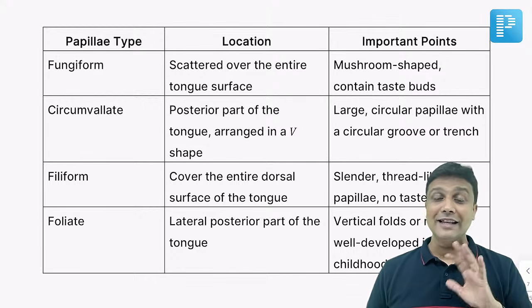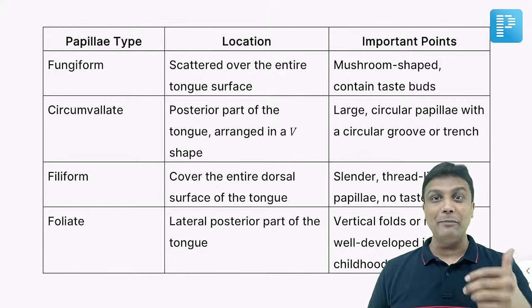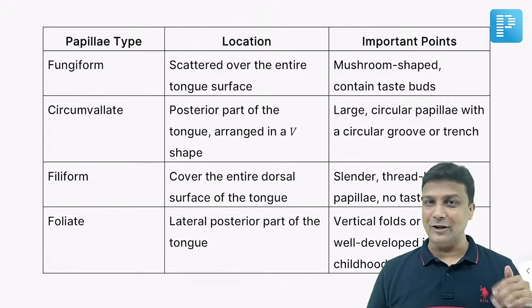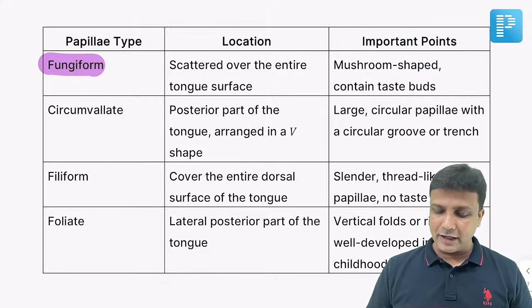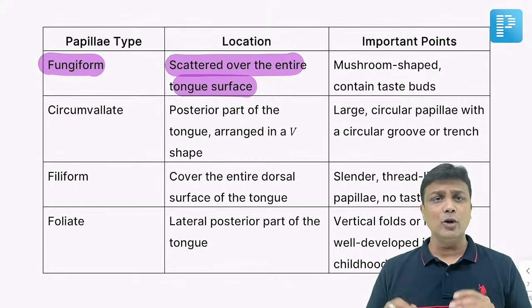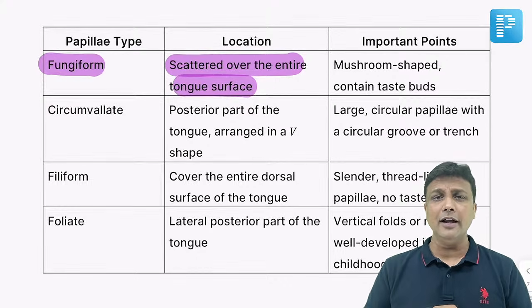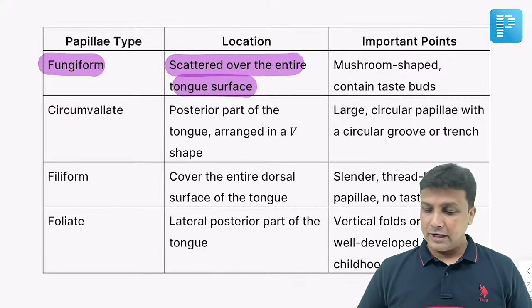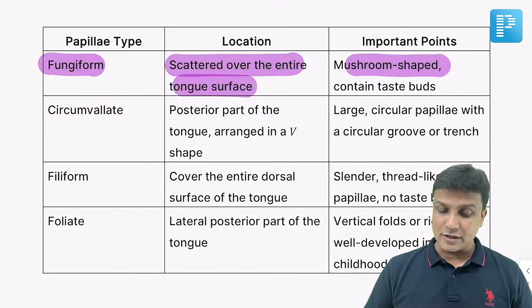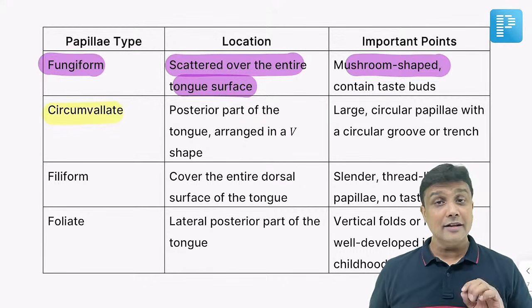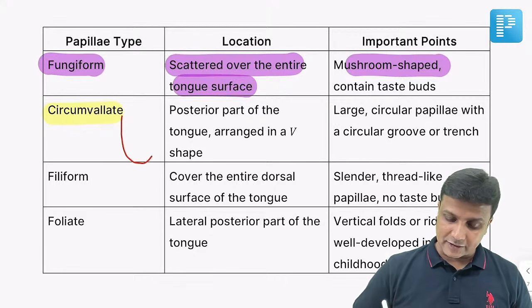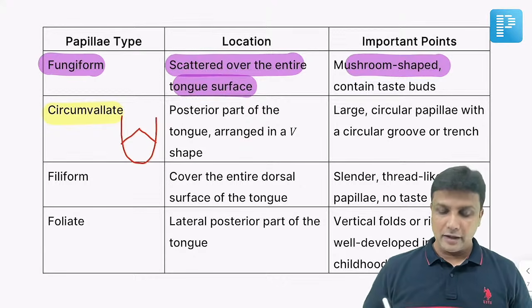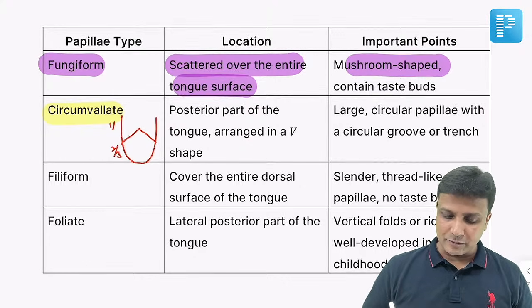Okay. Now let me tell you certain important points regarding all these papillae that you have to remember. Why? Because nowadays in the tongue topic, they're asking questions from the papillae of the tongue rather than the nerve supply and all. Okay. So now fungiform papillae, they are scattered over the entire surface of the tongue. Fine. I told you fungiform, from the name itself you can remember, they are mushroom shaped. Now the second one, this is very much important, that is your circumvallate papillae.